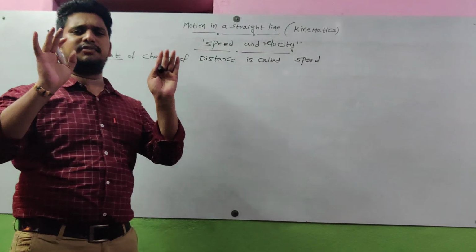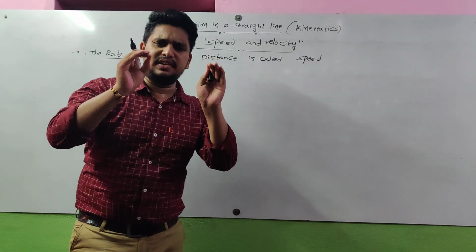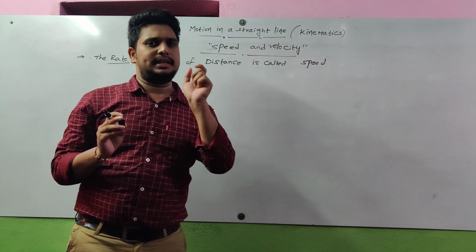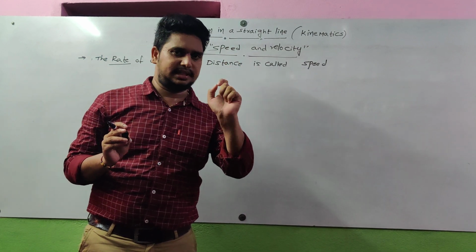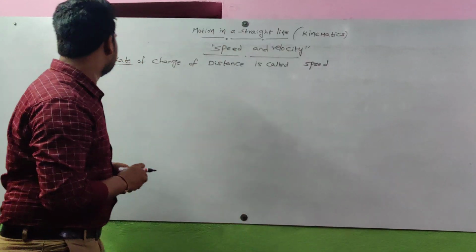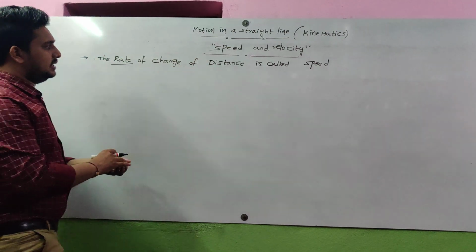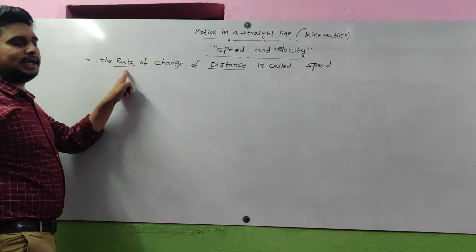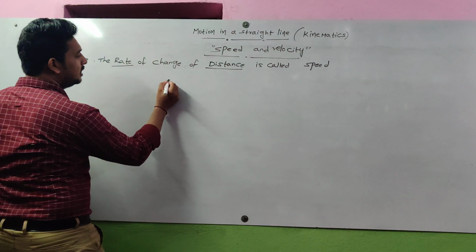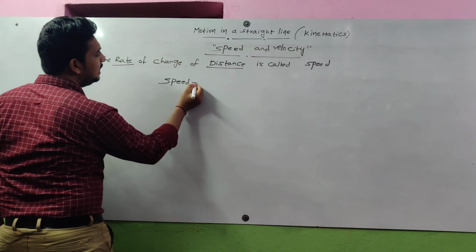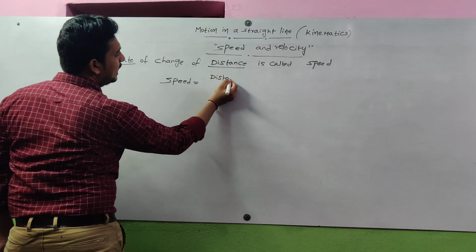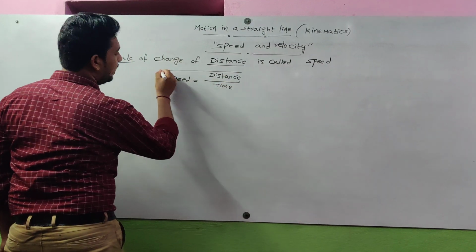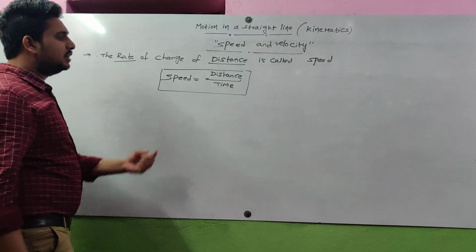This is very important, friends. Whenever a definition in physics mentions rate, it means change with respect to time. So distance changes with respect to time is called speed. That means speed is equal to distance by time. Whenever rate is there, we consider division by time.